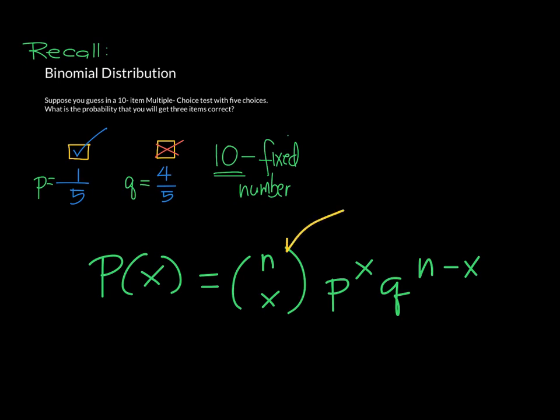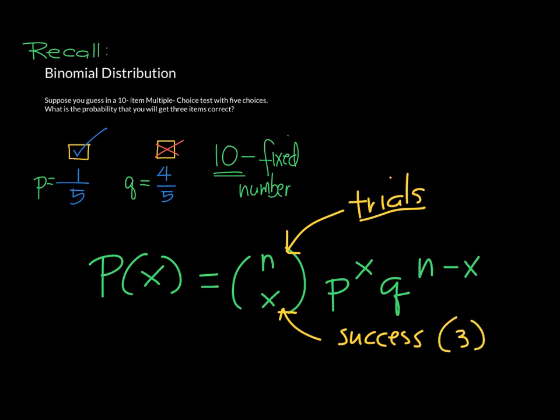In this formula, the n is the number of trials or the number of questions in this multiple choice test, and x is the number of successes that we want to achieve in this experiment. That is, we want to get 3 items correct. Note that we already identified the value of P and Q. The P, the probability of success, is 1 over 5, and Q, the probability of failure, and that is not getting the item correct, is 4 out of 5.